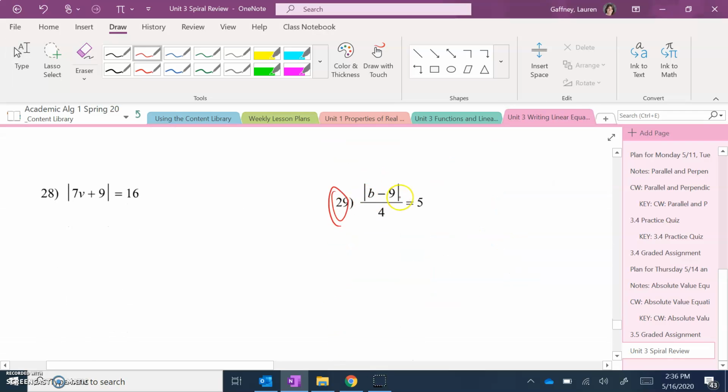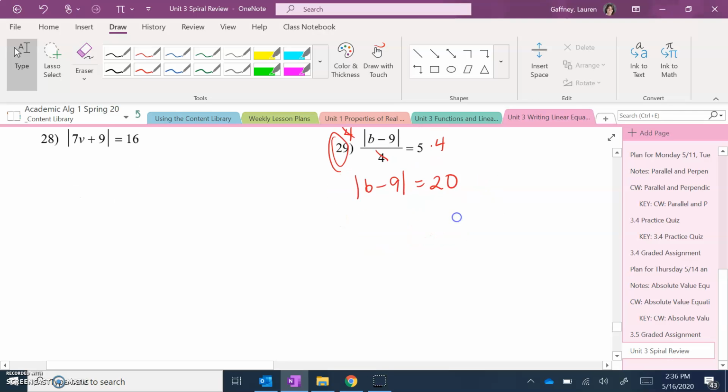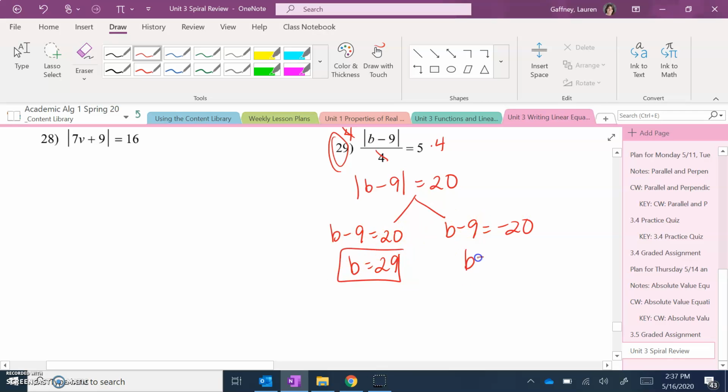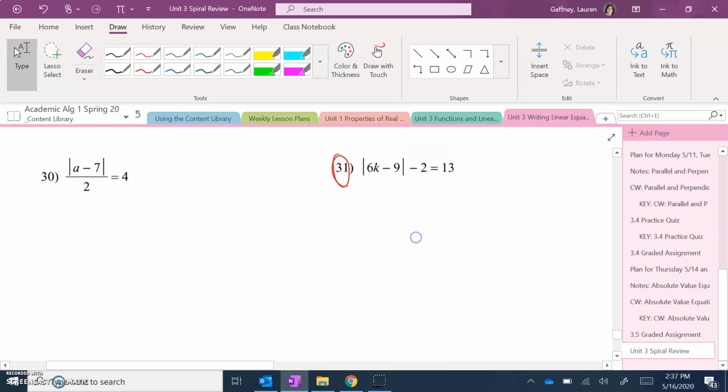All right, now here, the absolute value bars are not by themselves. You have this divide by 4 on the bottom. So if we're dividing, to get rid of division we do the opposite, which is multiplication. So let's multiply to each side. So the absolute value of b minus 9 equals 20. Now the absolute value bars are by themselves, and we're ready to branch. b minus 9 equals 20, and b minus 9 equals negative 20. Add 9, add 9, and we are good to go. Once again, if you plug either of those in, you should get out 5 when you do all the operations.